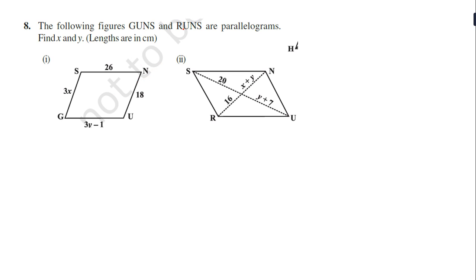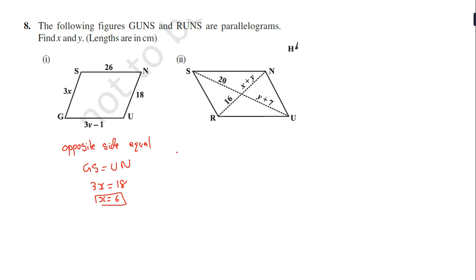In the following figure, GUNS is a parallelogram. Find X and Y. We know that in a parallelogram, opposite sides are equal. So 3X is equal to UN, that is 3X is equal to 18. So X is equal to 6.